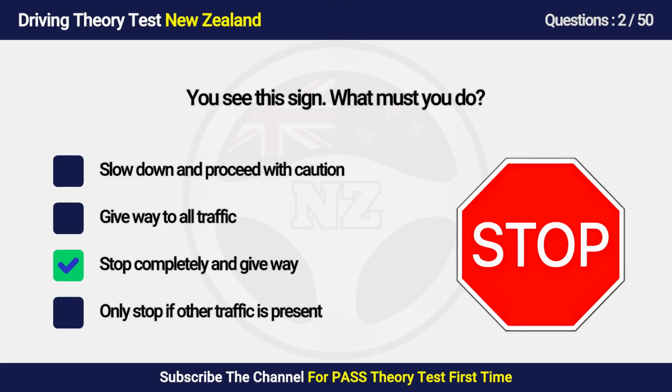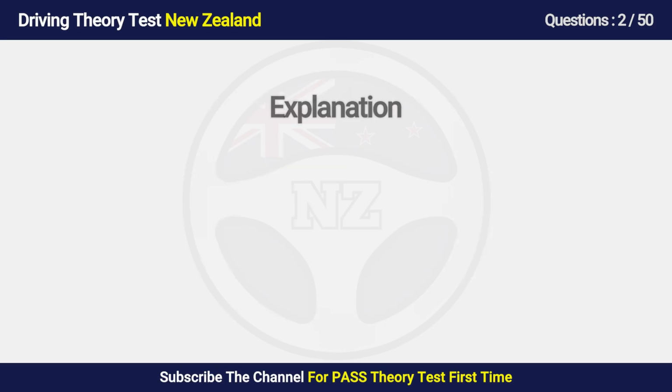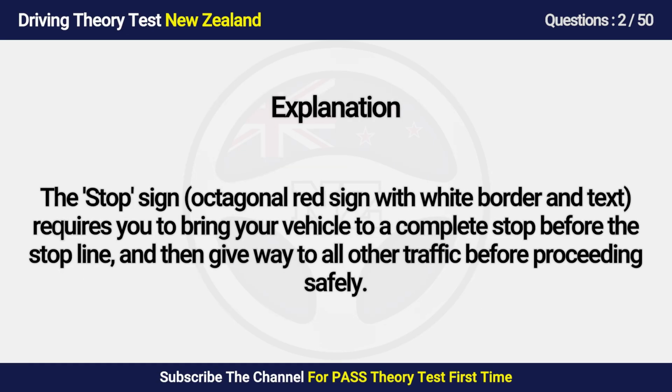Answer is C. Stop completely and give way. The stop sign, an octagonal red sign with white border and text, requires you to bring your vehicle to a complete stop before the stop line, and then give way to all other traffic before proceeding safely.